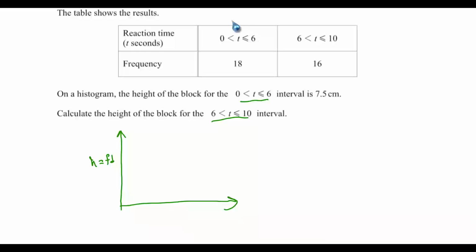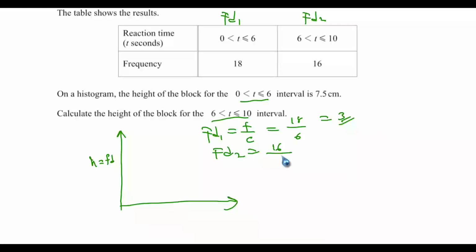For this class we'll get the frequency density, let's say fd1, and for this one frequency density fd2. The formula for frequency density equals frequency over the class size. So frequency density 1 will be equal to the frequency, which is 18, over the class size, 6 minus 0. That will be 6, and it will be 3. Then the second one, frequency density 2 will be equal to the frequency, 16, over the class size, 10 minus 6. That will be 4. So this will give us 4.